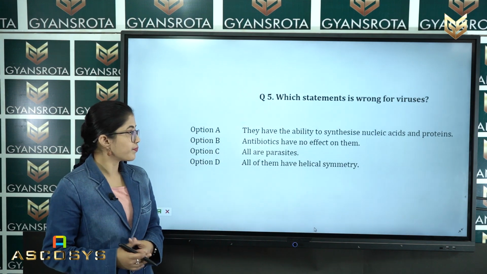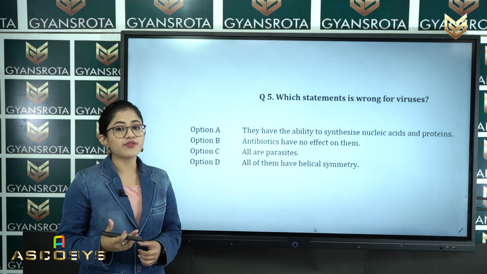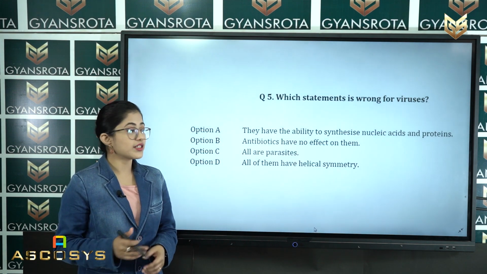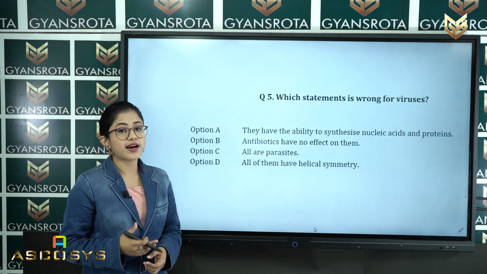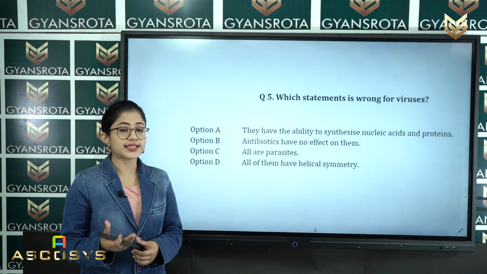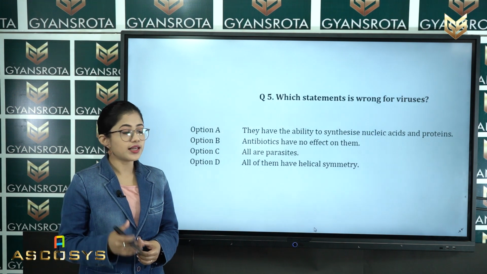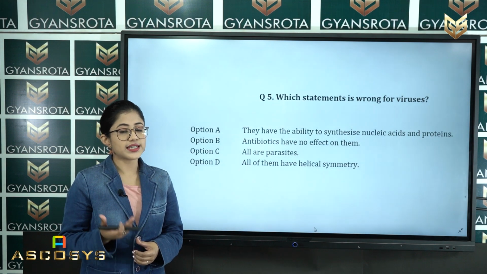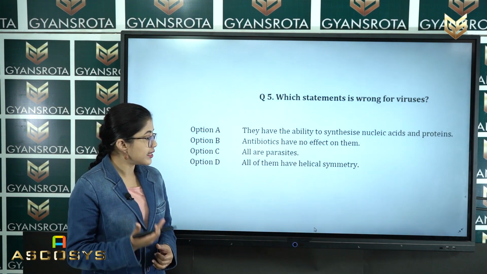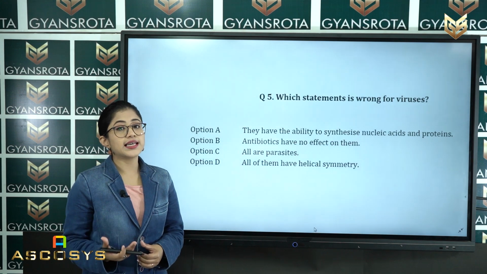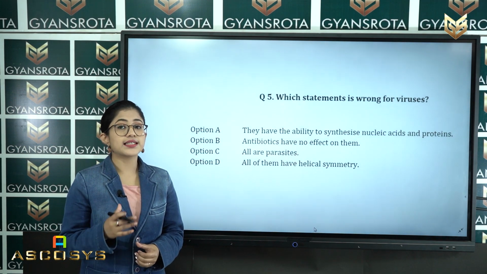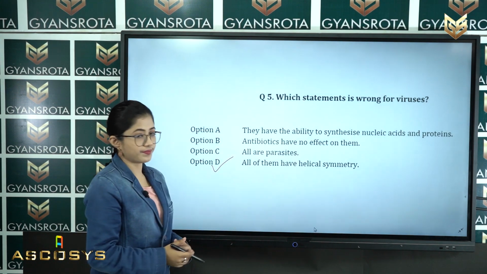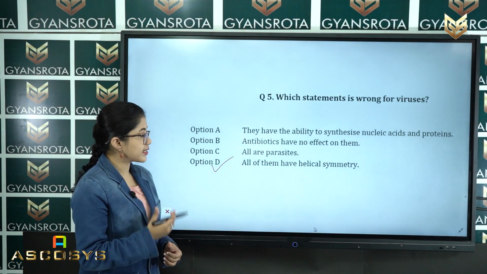Let's see the options here. In option A, it is written they have the ability to synthesize nucleic acid and proteins. That is the correct statement. Next, in option B, it is written antibiotics have no effect on them. That is also a correct statement because they do not have a cell wall. Next, in option C, it is written all are parasites. That is also a correct statement. Next, in option D, it is written all of them have helical symmetry. Well, this is an incorrect statement. That means it is the correct answer for this question. Alright student, so this is the correct answer.